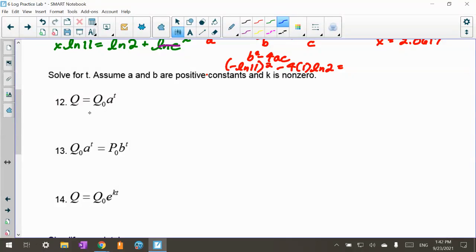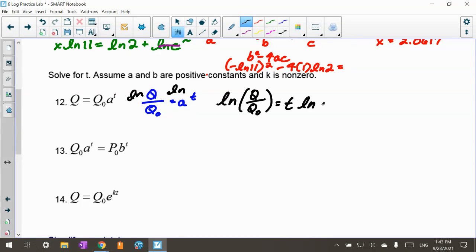I can actually divide by q sub 0 on both sides. So I have q divided by q sub 0 equals a to the t, solving for t. So now I'm going to natural log both sides. So I have the natural log of q over q sub 0 equals t natural log of a. And then I'm just going to divide by the natural log of a. So t equals natural log of q over q sub 0 all over the natural log of a. So they just want to know, can you do the algebra?